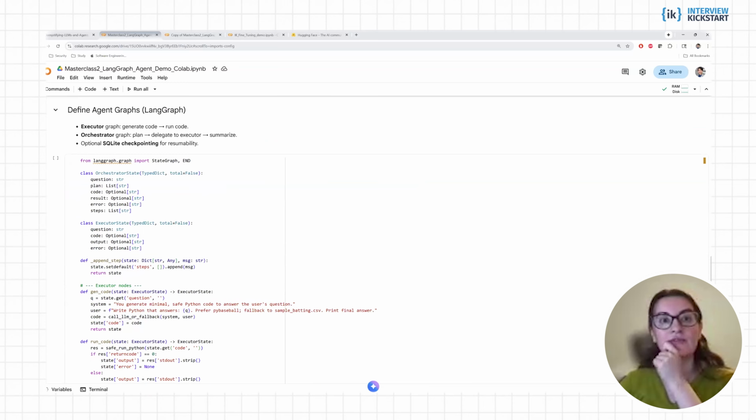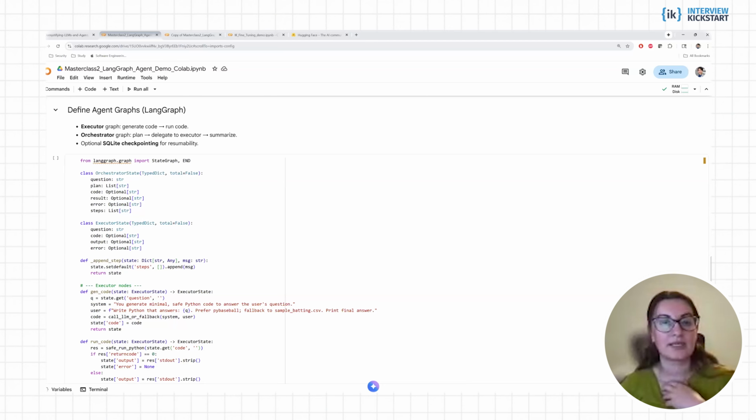So we do have a class of orchestrator state. You can think of state as a shared notebook that gets passed around between different agents. Each agent reads from it, does the work, and then writes back to it. It has the question the user asked, the plan, the steps we'll take, and also the Python code that is generated, the final result answer, any problems that are happening, and a log of what happened for the sake of debugging.